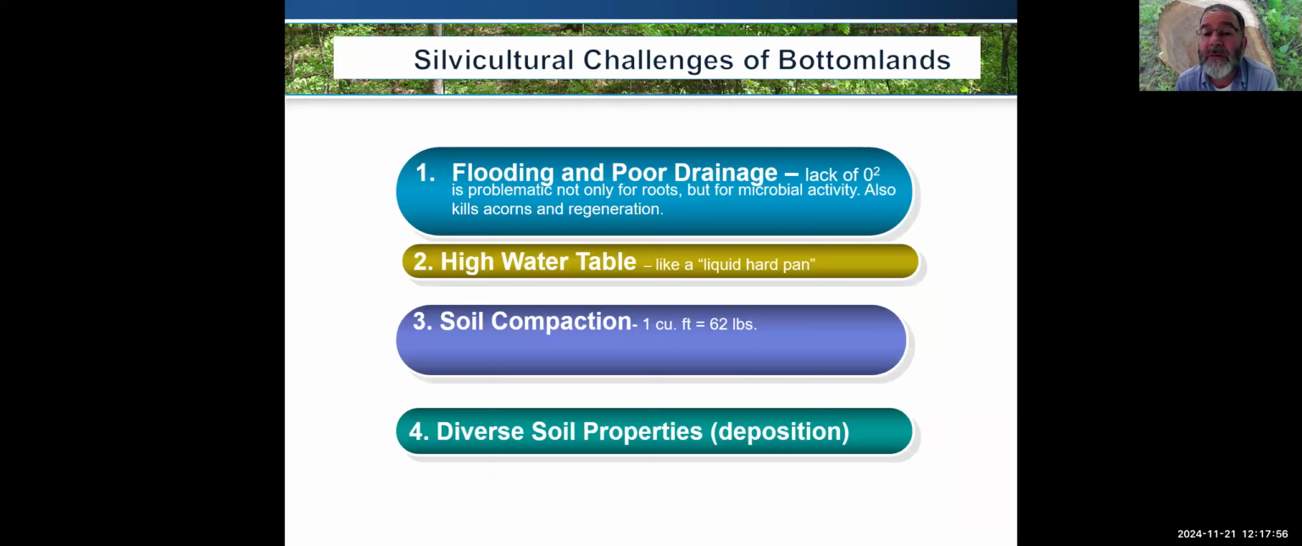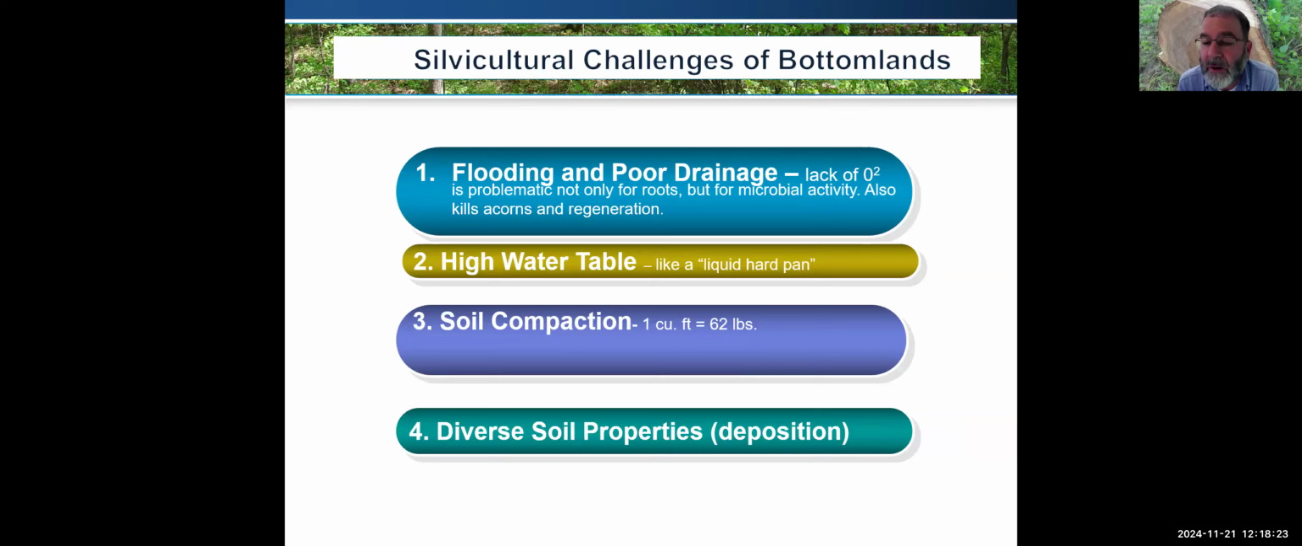There are some silvicultural challenges, of course, in the bottomlands that we don't face on upland sites. And of course, the first is just that overland flooding. We've got this massive influx of water that comes periodically, and that logistically can cause a lot of problems. And of course, we have poor internal drainage many times. So that leads to, as I alluded to earlier, this lack of oxygen.